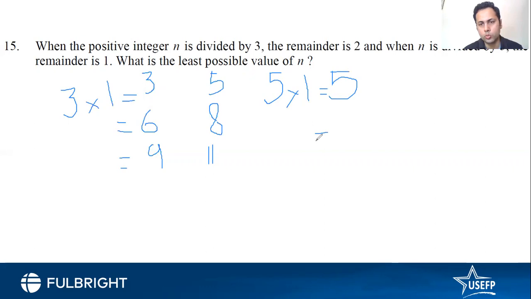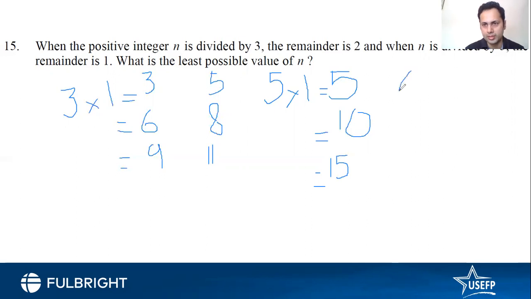5 multiplied by 2 is 10. 3 is 15. So we want a remainder which is 1. So if we add 1 to each of these values, we would get 6 here. So 6 divided by 5, remainder is 1. 11 divided by 5, remainder is 1.